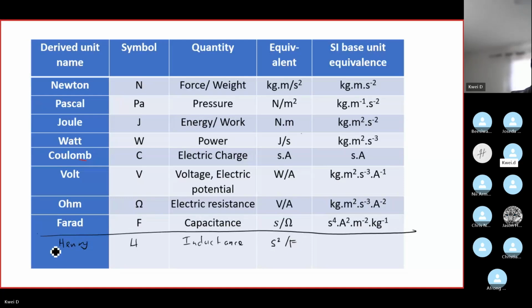We also have another one we call the Weber. The symbol is Wb. All these were named after famous scientists. It measures magnetic flux. So under magnetism, you deal with this, which is equivalent to the Henry per ampere.